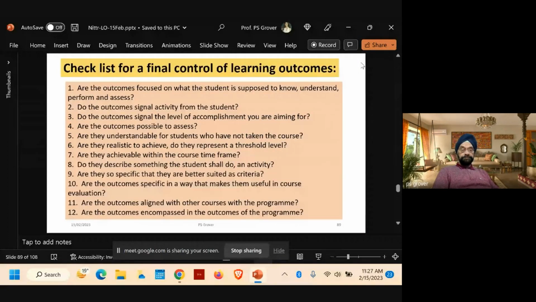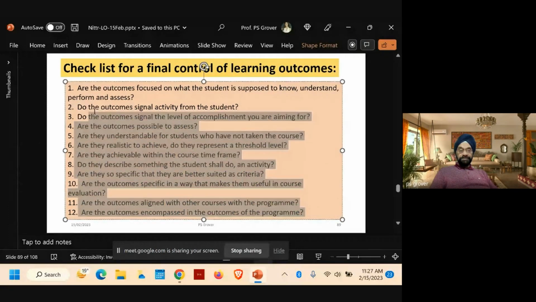Take these into account. Now, the checklist for final control of learning outcomes. Please ask the following questions. Are the outcomes focused on what the student is supposed to know, understand, perform, and assess? That means the faculty has to ask this. Do the outcomes signal activity from the student? The faculty has to ask these things.